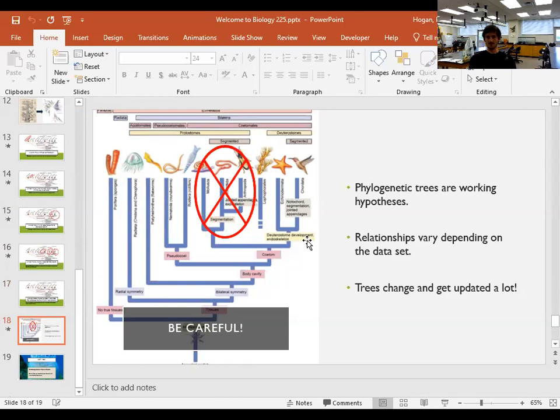There's the example in this slide of arthropods and annelids, so segmented worms and insects and crustaceans being grouped together based solely on segmentation. This is being grouped solely on morphological data, and then genetic data is what separates them out. And so arthropods are actually more closely related to nematodes, and then annelids stay where they are.